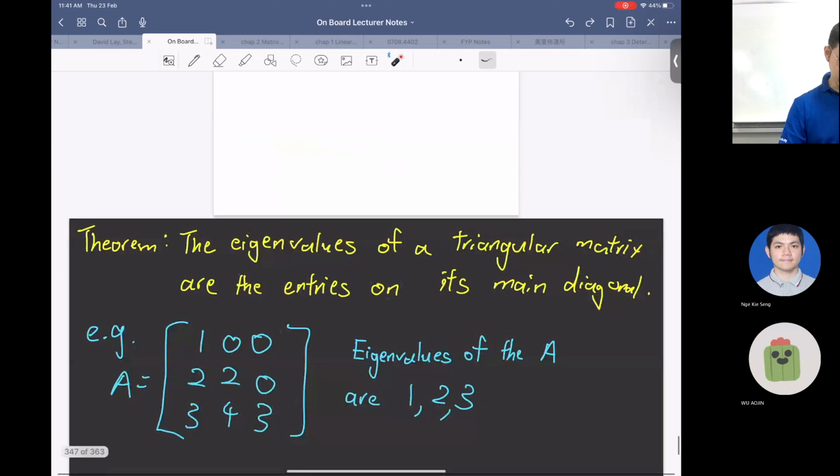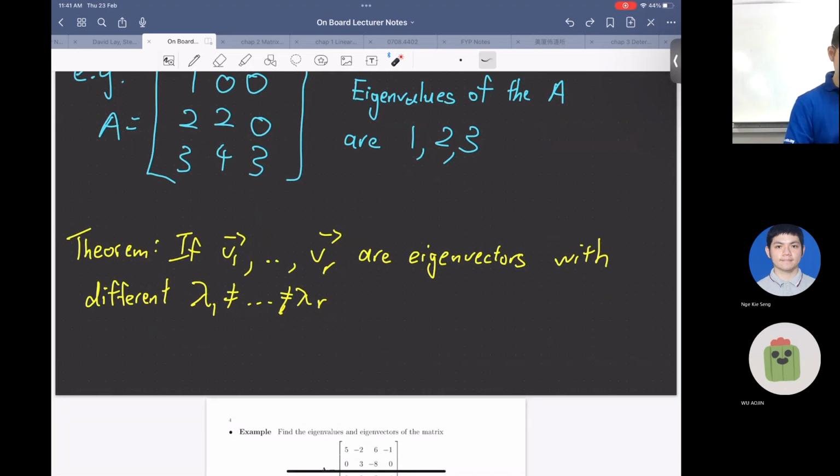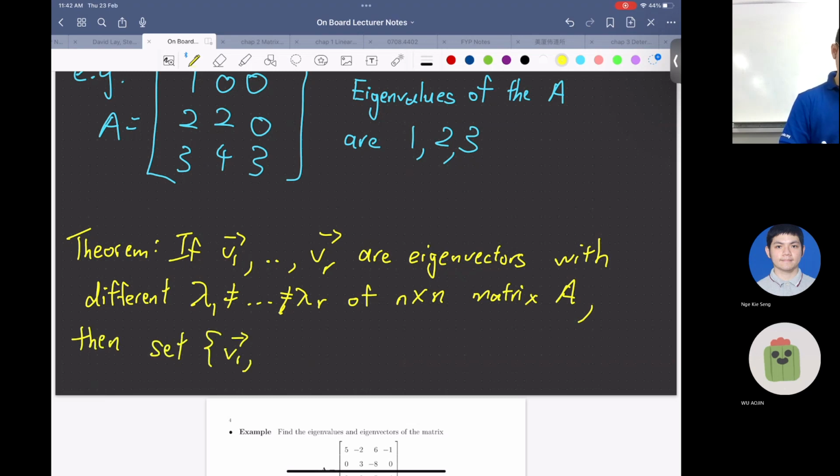So the statement is like this. If you have eigenvectors with different eigenvalues of an n by n matrix A, then the set V1 up to Vr is actually linearly independent.